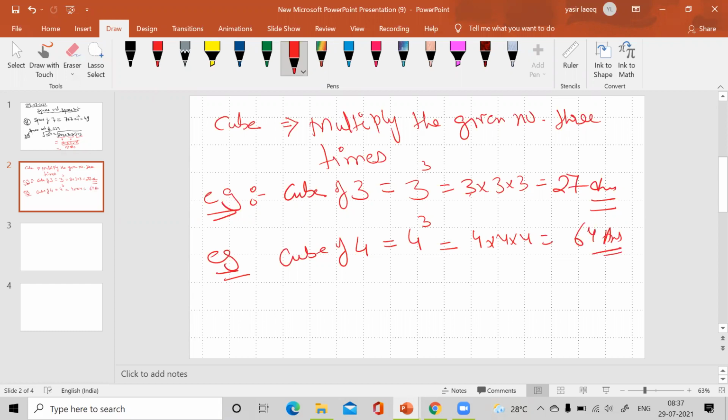Is this thing clear to everyone? Yes, sir. The cube of 5 will be 125. Yes, very good. Cube of 5 is equal to, written like this, 125. It will be 5 times 5 is 25, and 25 into 5 will be 125.